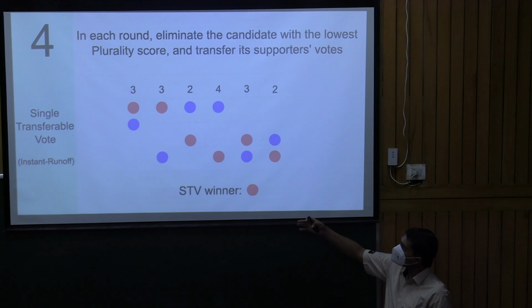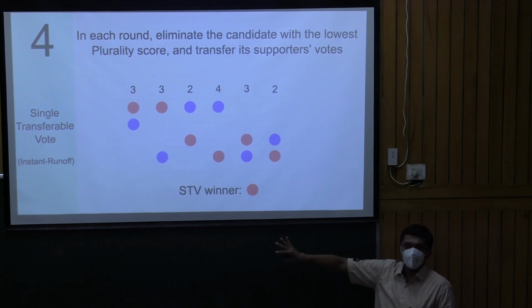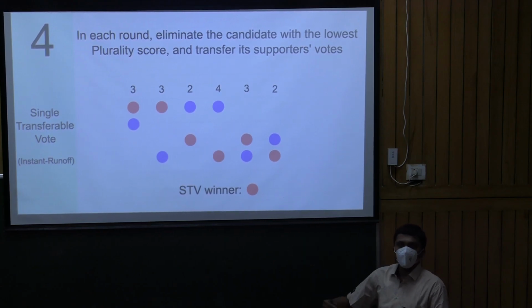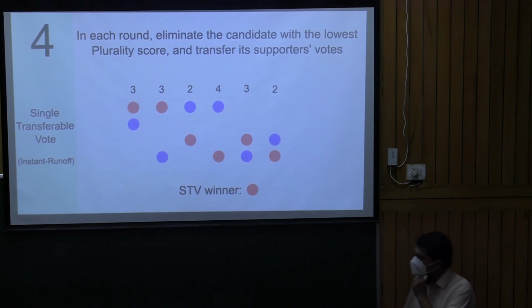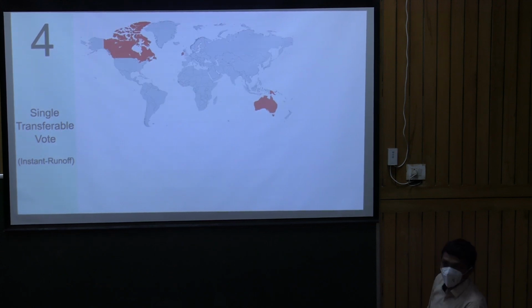So in every round, you knock out the candidate with the smallest plurality score, transfer the votes, lather, rinse, repeat. Clear? Okay. So STV is again a widely used voting rule. It's used in North America, in Australia, in Papua New Guinea, and also in Ireland, interestingly. In fact, I would say that it's not used sufficiently widely because it's a very nice voting rule.